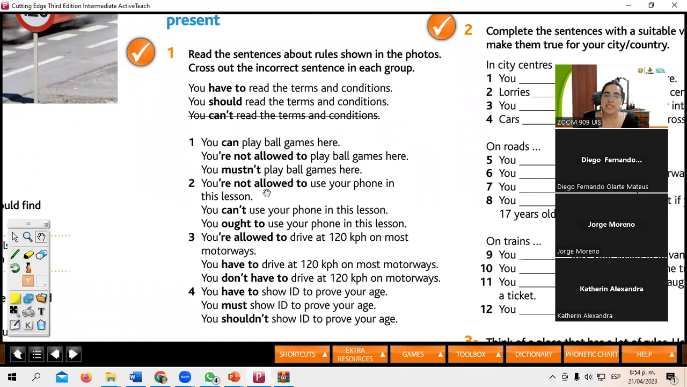So you are going to do the same with exercises 1, 2, 3, and 4. Read all the rules and cross out the incorrect one. Okay, let's take 5 minutes to do it. Then when you finish, we will check all together. Okay?